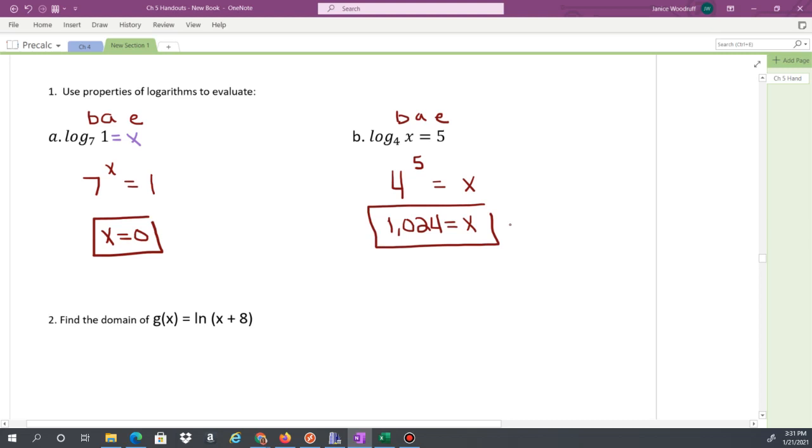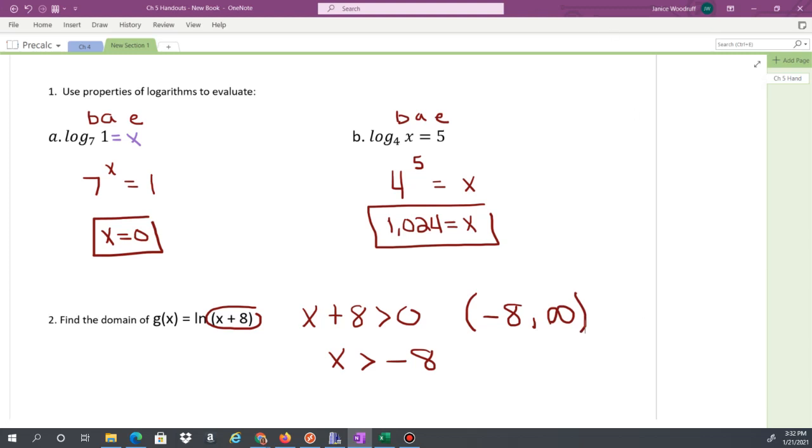And then number 2, I want to find the domain of g of x equals ln(x plus 8). You're going to find the domain of a natural log the same way you do with a normal logarithm. So here I would take this x plus 8, set it greater than 0. That's going to give me x should be greater than negative 8. So my domain should be negative 8 to infinity. Let's go ahead and check it.